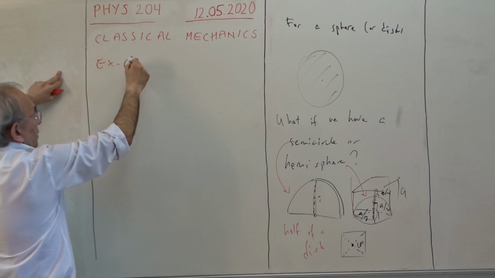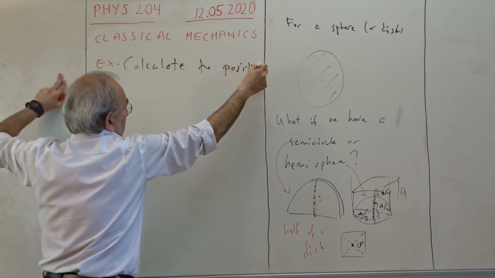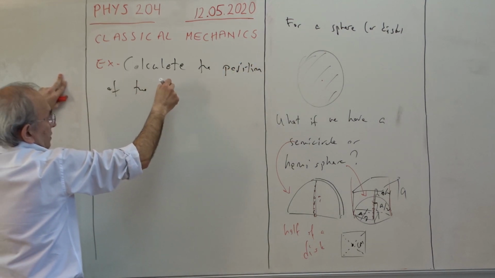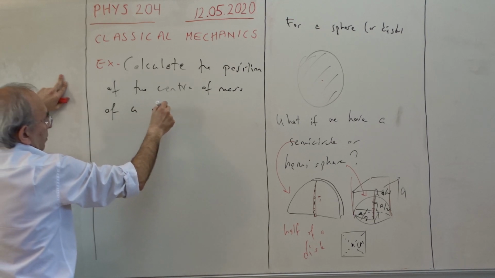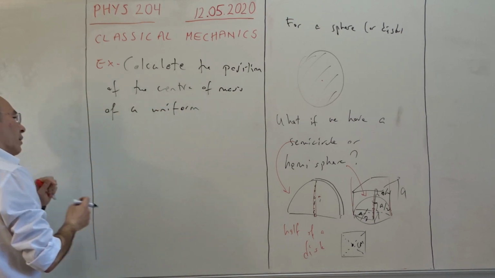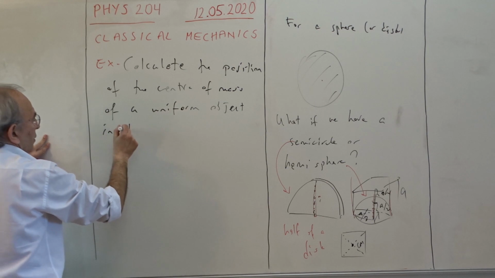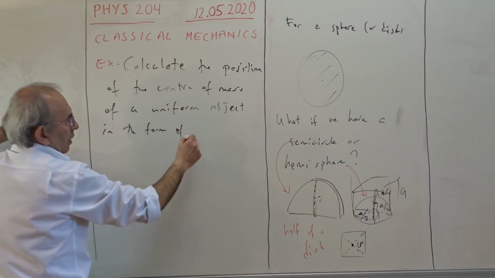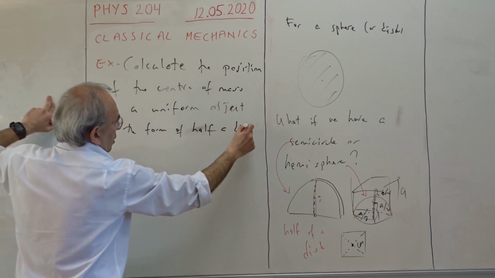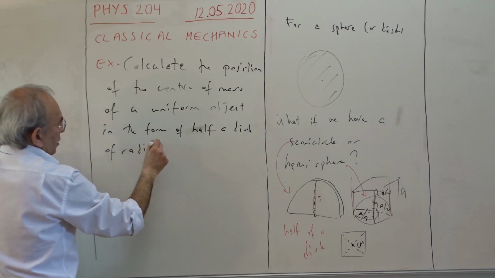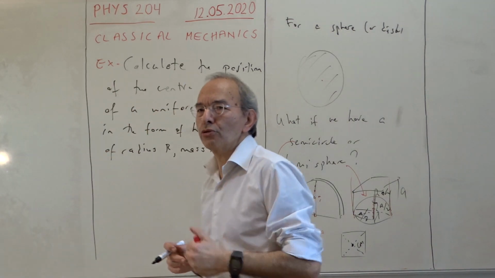Example: calculate the position of the center of mass of a uniform object in the form of half a disc of radius r and mass m. Mass doesn't have to be given, but let's give it also.